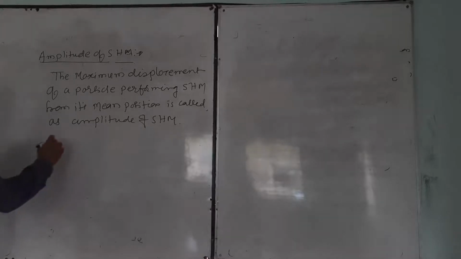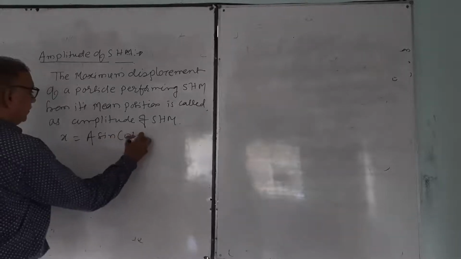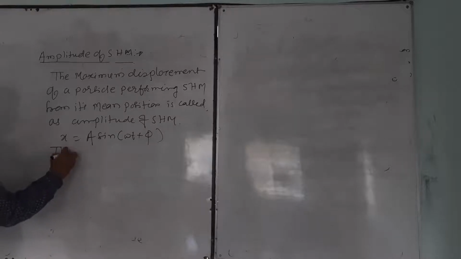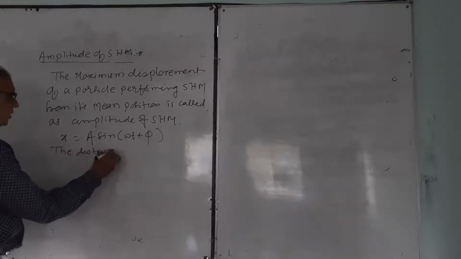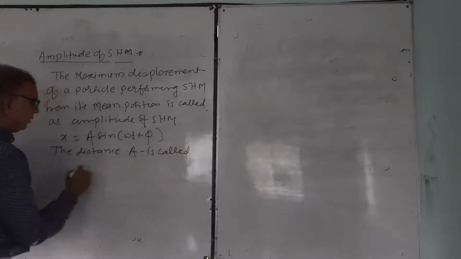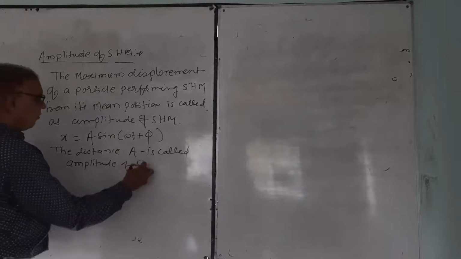Its equation is x is equal to a sin of omega t plus phi. In this case, the distance a is called amplitude of SHM.